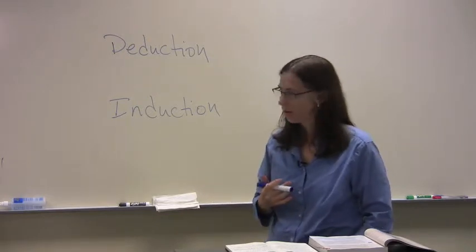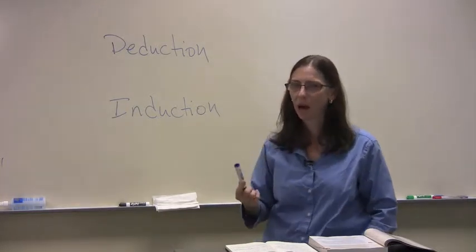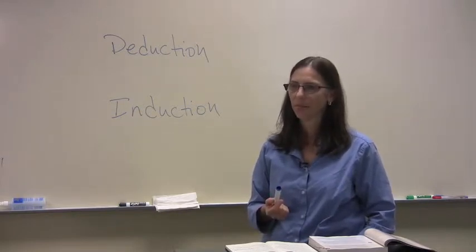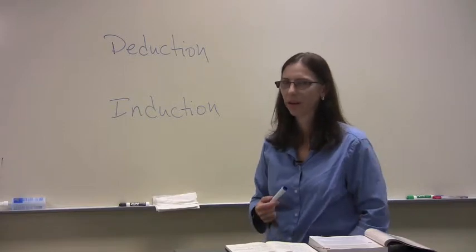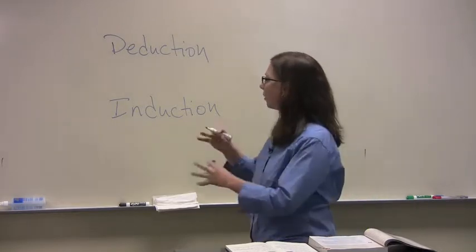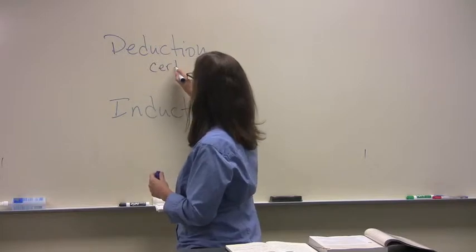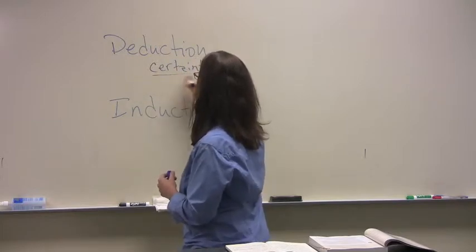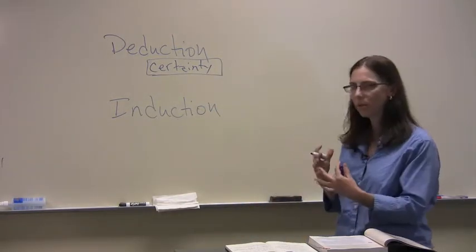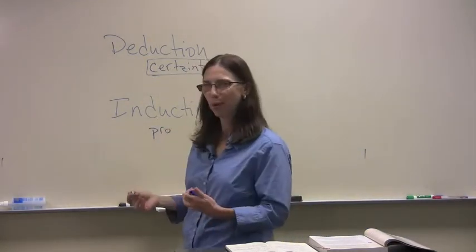Induction. If the premises are true, it's probable that the conclusion is true. But it is not impossible for the conclusion to be false. So in deduction, the relationship between premises and conclusion, we're going for certainty. In induction, just the form of the argument, the way it's structured, the way it works, what we have is probability.